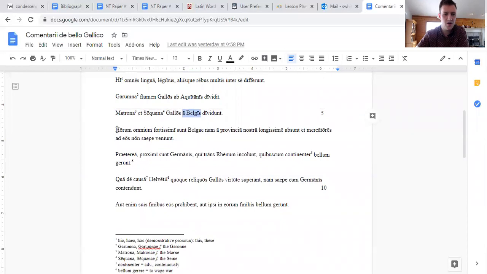Okay. Horum omnium fortissimi sunt Belgae nama provincia nostra longissime absunt ad mercatores ad eos non saepe veniunt. Okay, that one's a bit longer. Let's try to find our verb first. We've got sunt. They are, just the verb to be. Sunt and absunt, compound with to be. We'll get to absunt in a second here. But let's see if we can find a subject for sunt.